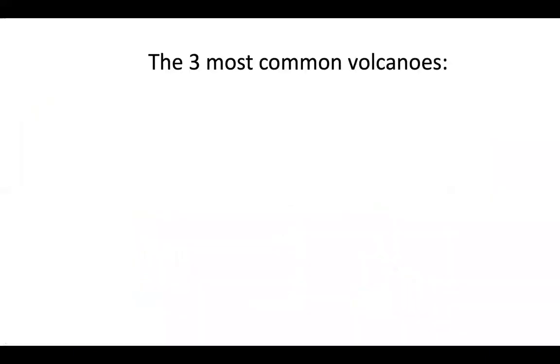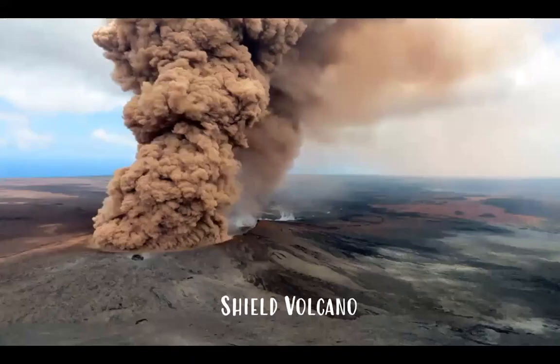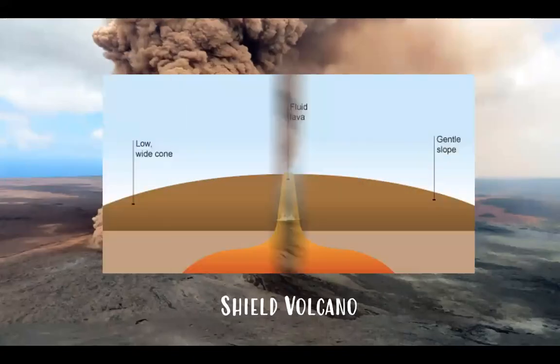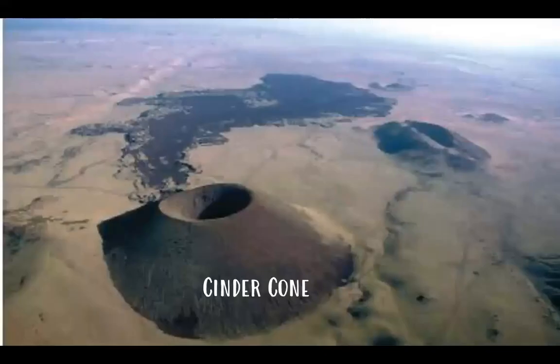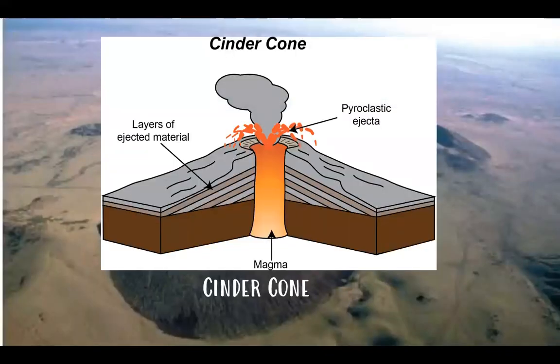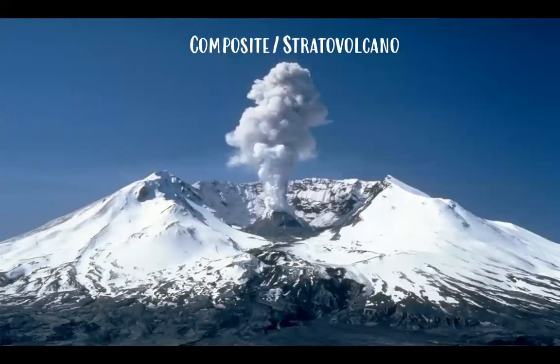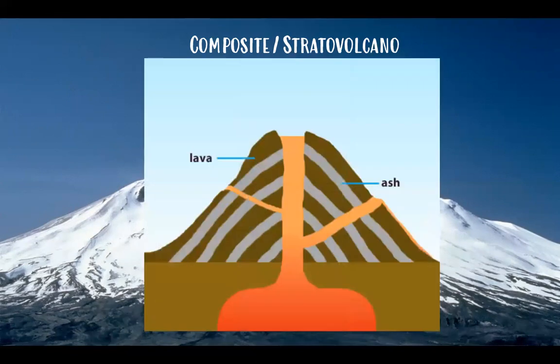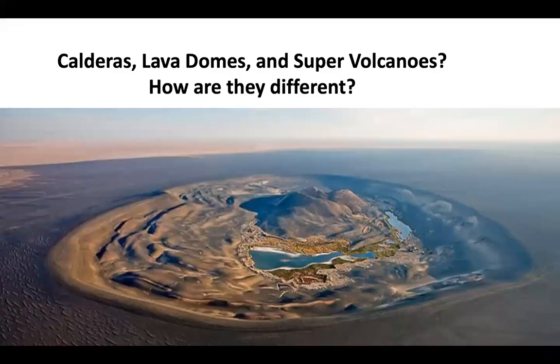The three most common volcanoes that we're going to be focusing on: the shield volcano, like a shield; cinder cone volcano, like a cone; and the composite or stratovolcano. We talked about this in class as well, that composite means it's made up of different things, and there's a cute little diagram of that. So let's go into more detail of those. We're also going to talk about calderas, lava domes, and supervolcanoes, but we'll get to those in a little bit.